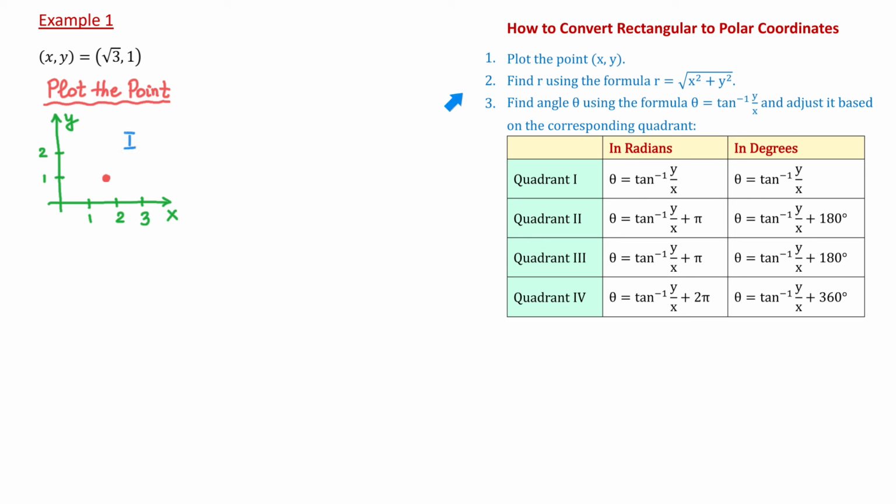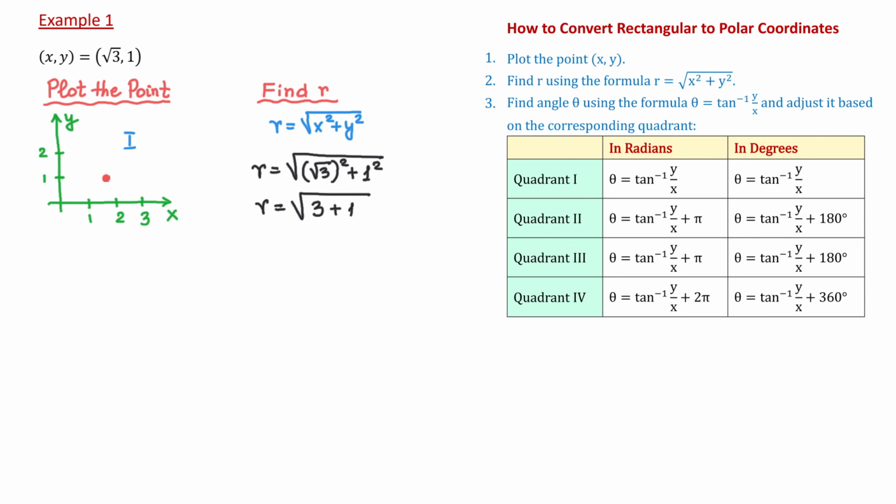Now in step 2, we will find r. The formula is r equals square root of x squared plus y squared. In this formula, we will replace x with square root of 3, so we will have square root of 3 squared, and y with 1. Then square root of 3 squared is 3, and 1 squared is 1. Then 3 plus 1 is 4, and square root of 4 is 2.